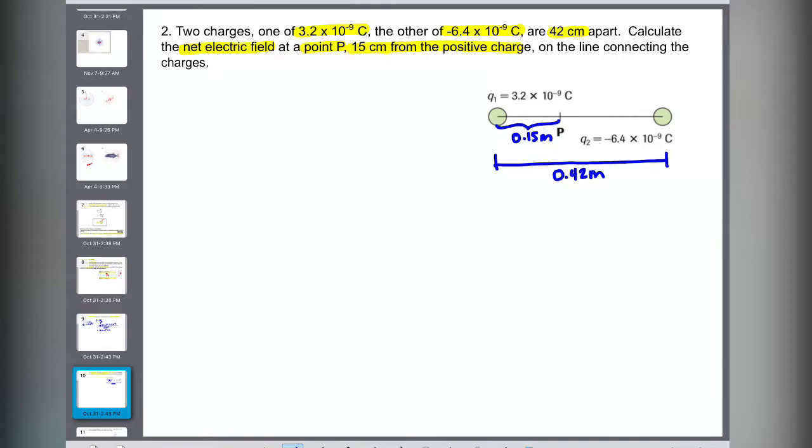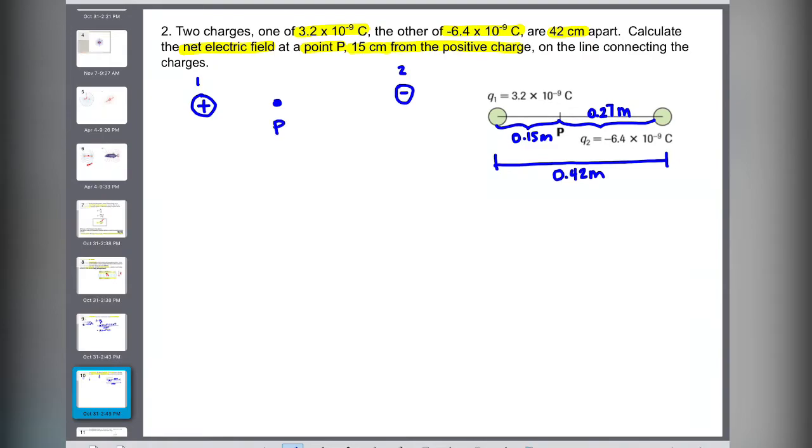So that means between P and the negative charge is 0.42 minus 0.15, which is 0.27 meters. So I'm just getting the distance ready. Let's study this together. We have a positive charge, I'm going to call this charge 1. And we have a negative charge over here, we're going to call this charge 2. And you have a point P.